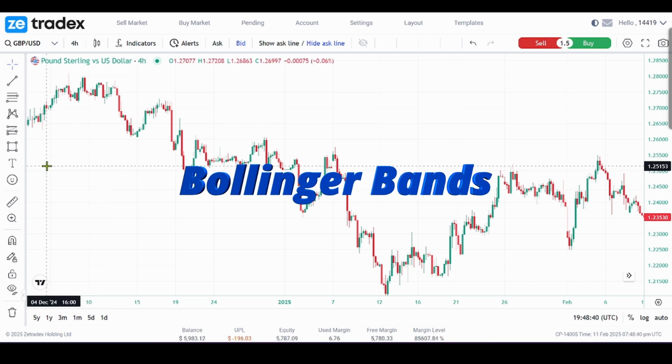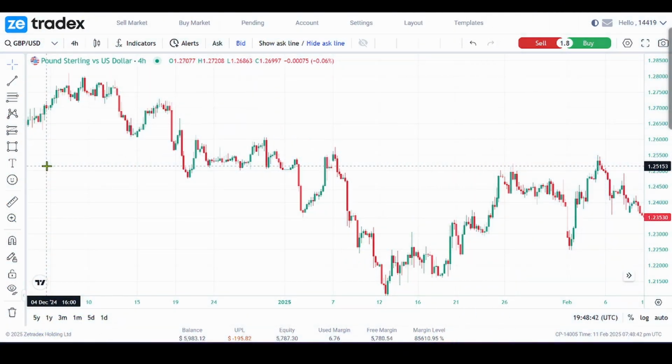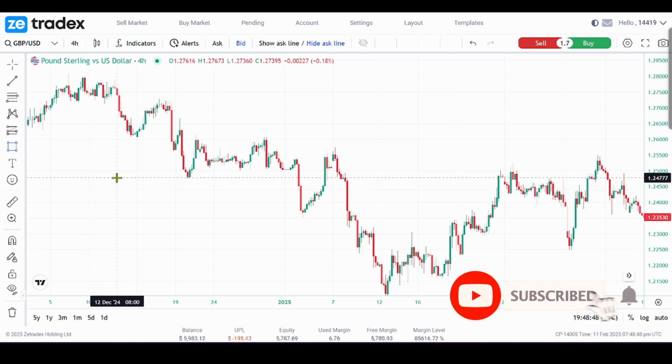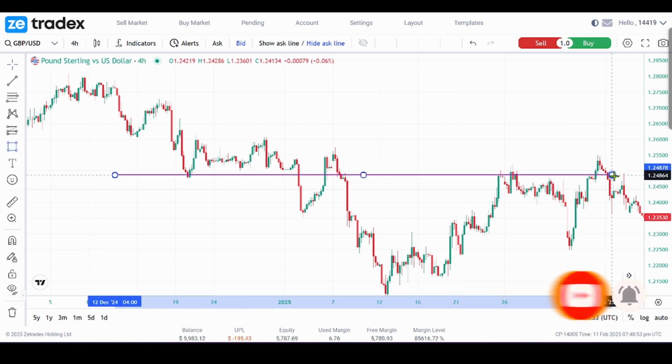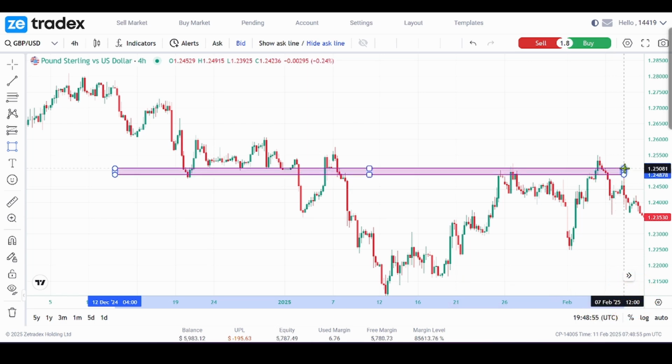Now, before we insert this indicator, let's first draw the support and resistance levels. Let's draw a support and resistance level.